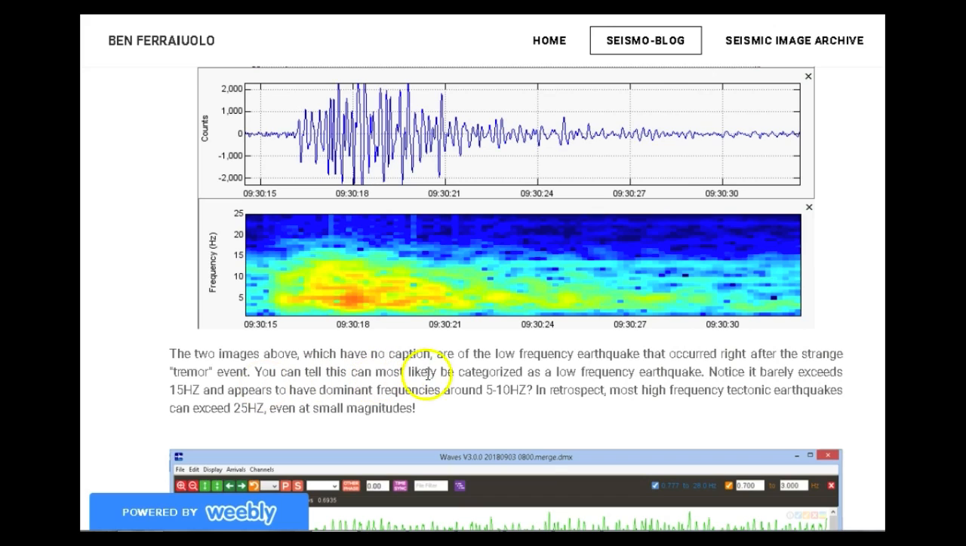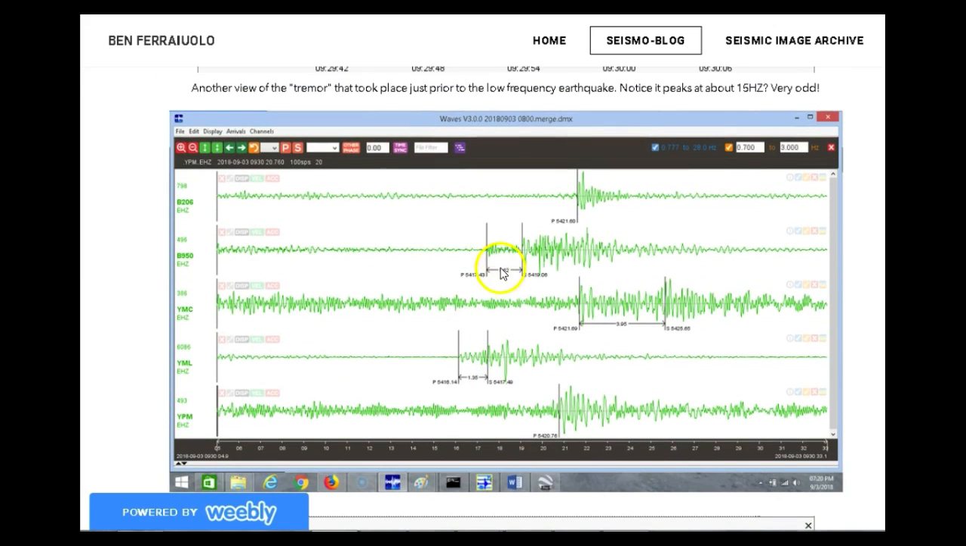You can tell this can most likely be categorized as a low-frequency earthquake. Notice it barely exceeds 15 hertz and appears to have dominant frequencies around 5 to 10 hertz. In retrospect, most high-frequency tectonic earthquakes can exceed 25 hertz, even at small magnitudes. And you can see I tried to mark the P and S wave arrivals. I tried to, at least. And where I couldn't find S waves, all I did was just mark the P wave.